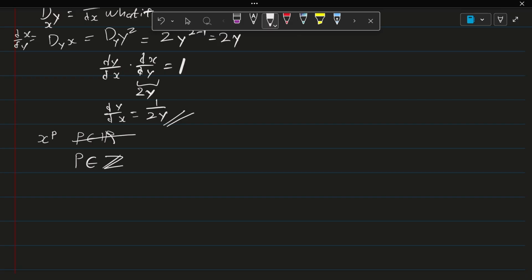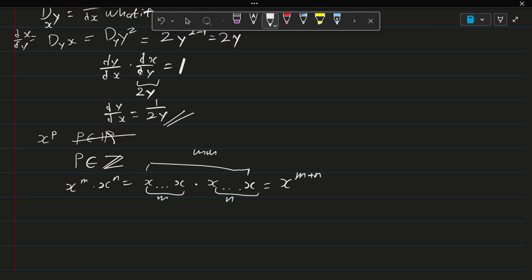So one way for you to do this is that if you write x to the power of m multiplied by x to the power of n, this basically means that you would have multiplications of x, m times, multiplied by the multiplication of x, n times. So basically, in total, you would have m plus n. Therefore, you could conclude that x to the power of m plus n is the same as x to the power of m times x to the power of n.